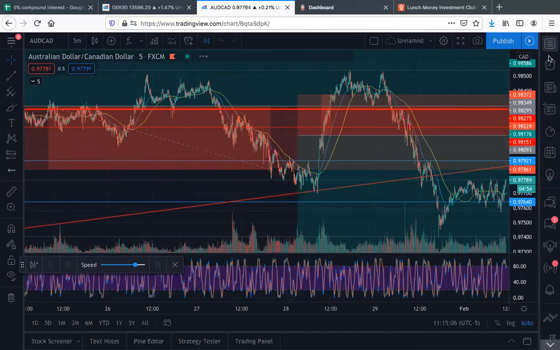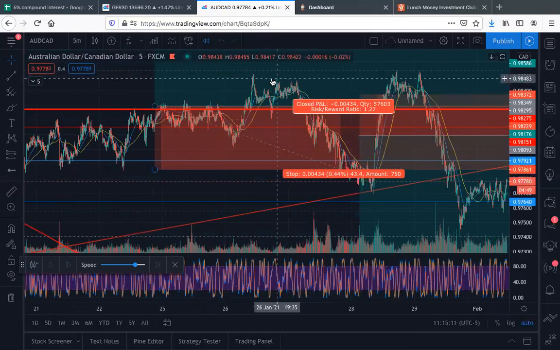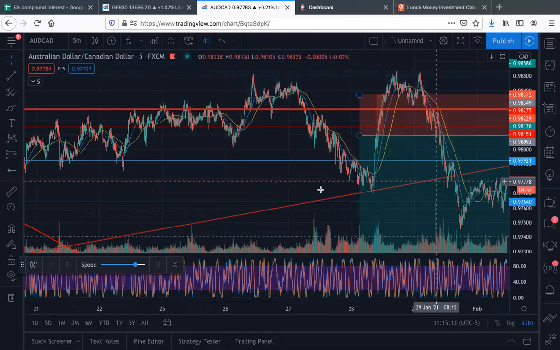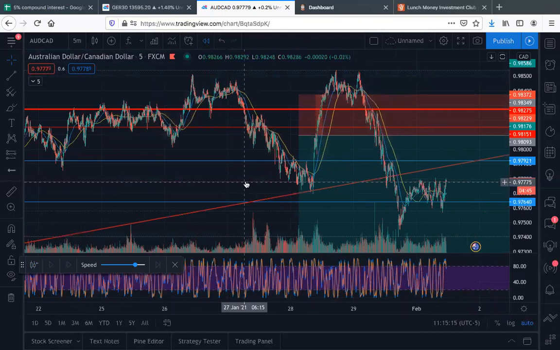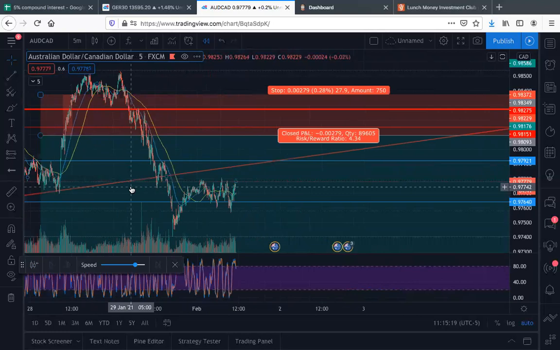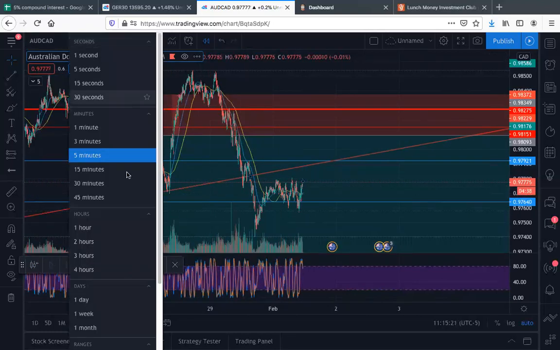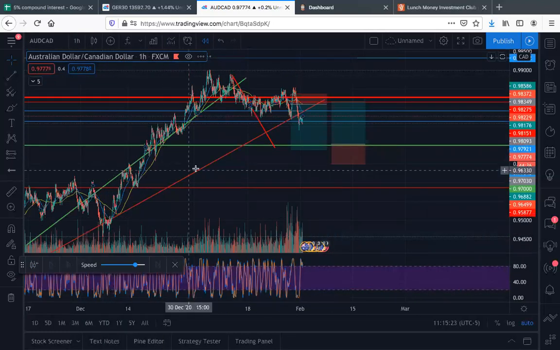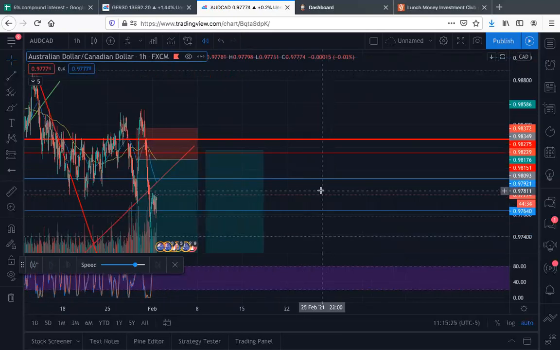We know that these two pairs seem to mimic each other. Got a lot going on in this chart. All right, we see that we are in profit. I don't know if I'm going to back out. Take a look at it from the bigger time frame. All right.